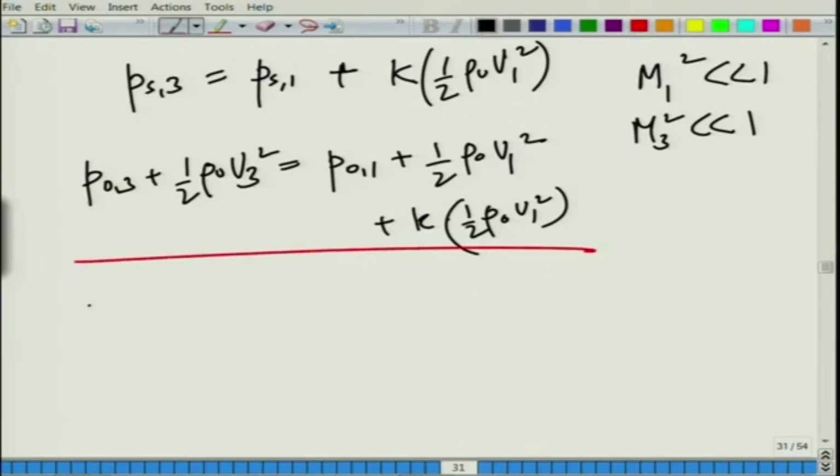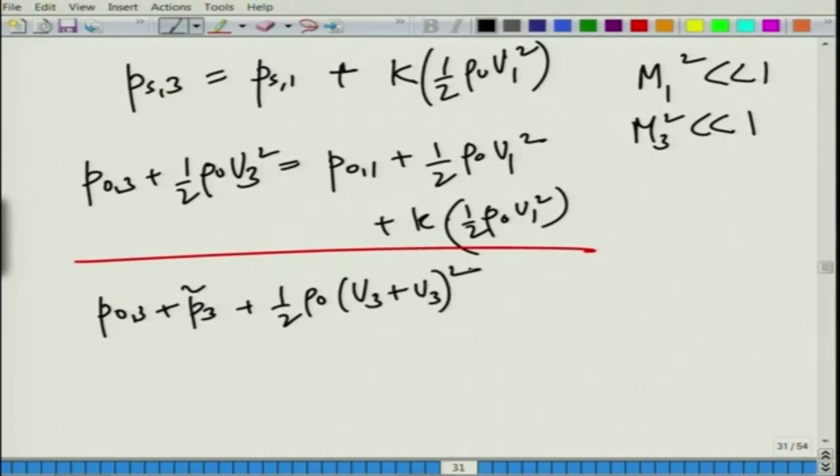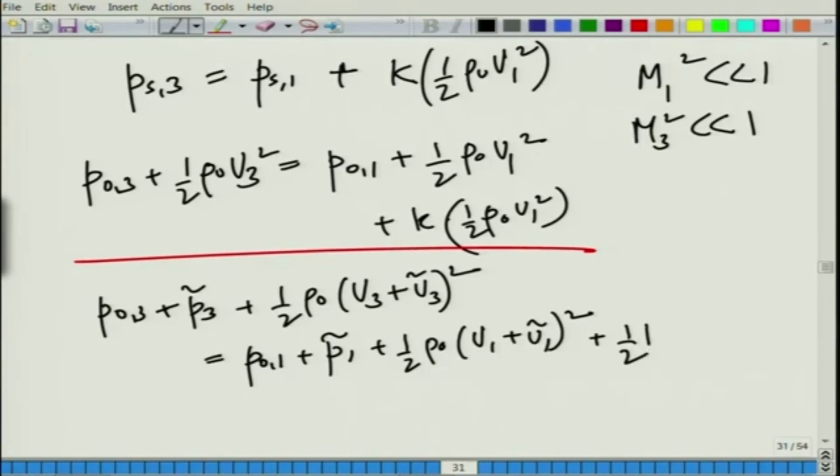So, how do we do that? How do we exactly go about perturbing it? Basically we get, let us say, P 3 tilde plus half into rho into u 3 plus u 3 tilde square, and this is something like this, and P 0 1 plus P 1 tilde plus half into rho into u 1 plus u 1 tilde square plus half into K. I will keep the K as it is. And so we get this, all right.